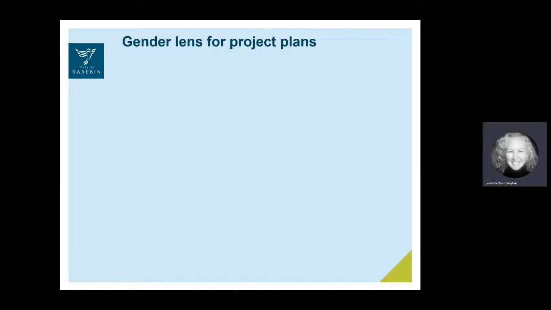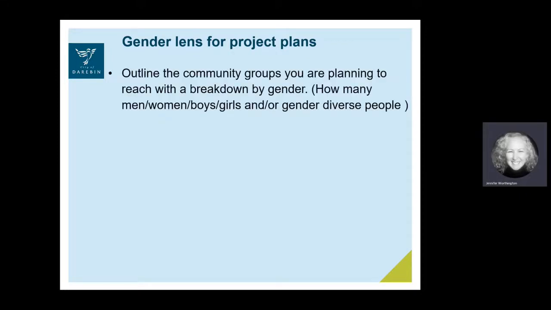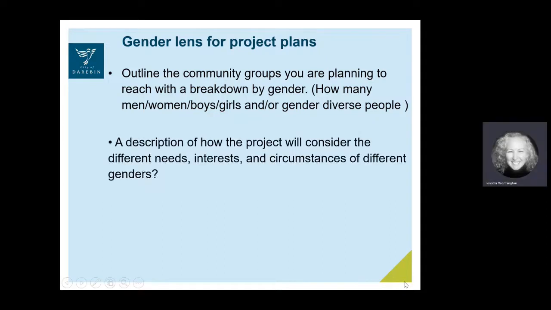There's also a gender lens for project plans. So if you are aiming for youth, how many men, women, boys, girls, or gender diverse people are you planning to reach? How are you also going to consider the different needs and interests of the different genders or groups of people that you're planning to aim for and reach?